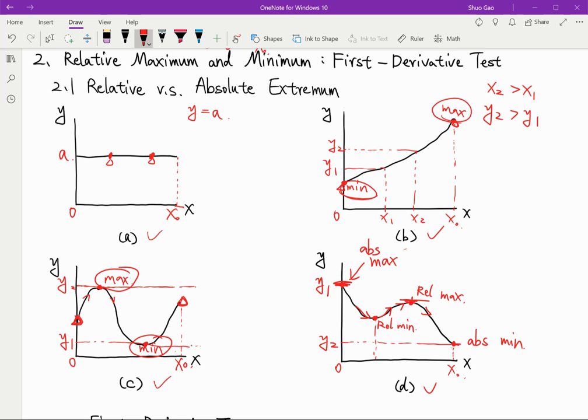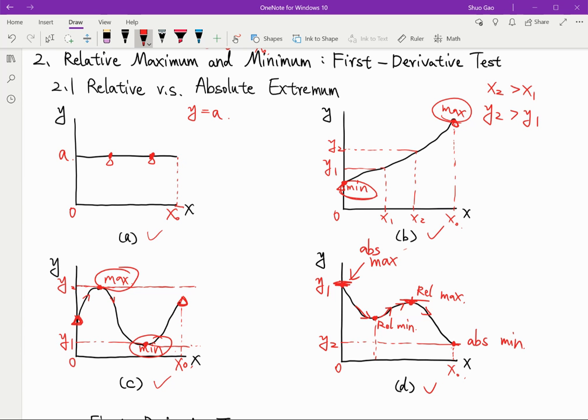It's not the absolute maximum because there's a point here, y1, which is larger than the relative maximum. So although it's a peak, it's not high enough to be the absolute maximum, right? So it's called relative maximum because it's still a peak. And the trough is called the relative minimum because although it is a trough, it's not low enough, right? Somewhere else, y2 is lower than that.